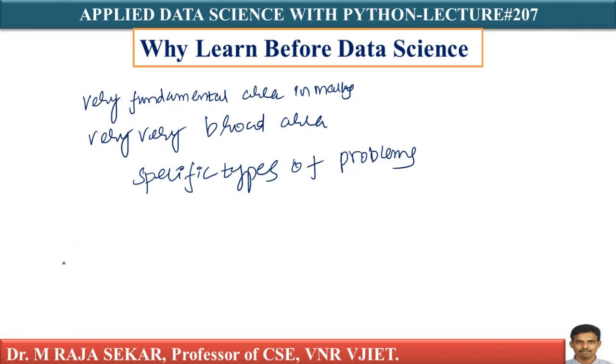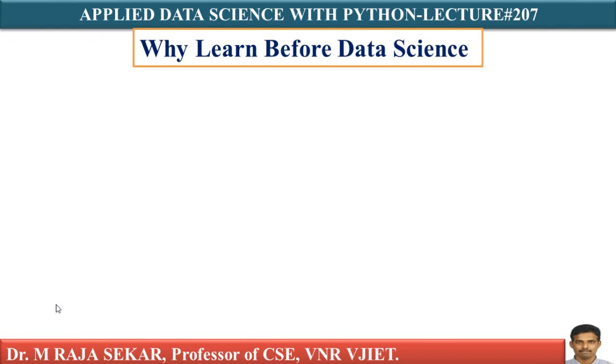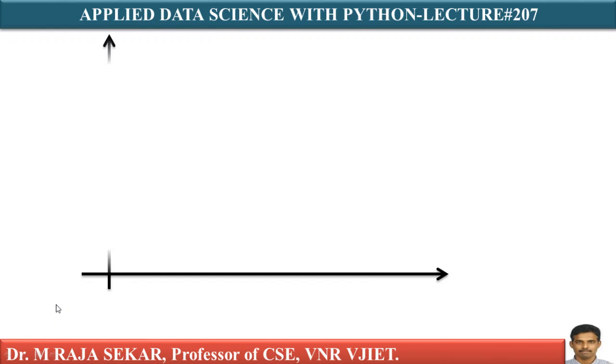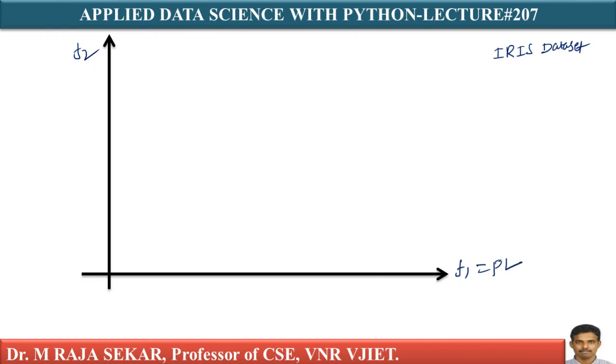Let's assume I have two features. My first feature is F1, and F2 is my second feature. Let's assume our famous iris data set, which we discussed in my previous lecture. Let me assume my feature 1 is petal length and my feature 2 is petal width. We already discussed what petal length and petal width are, isn't it?